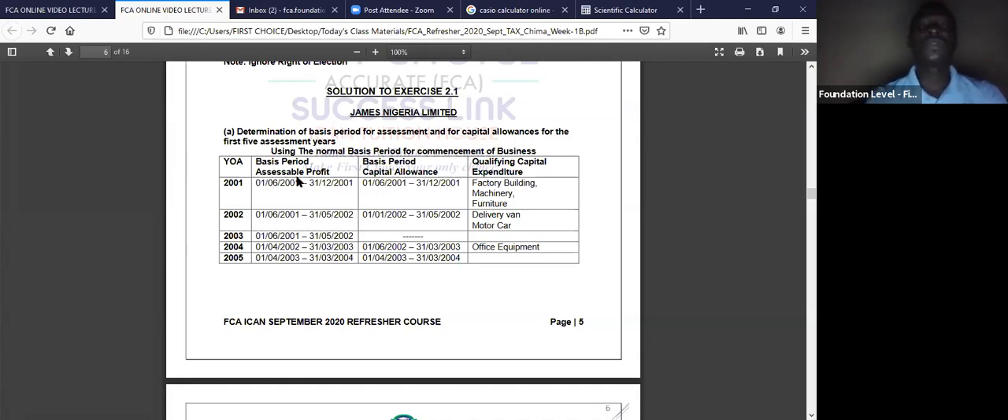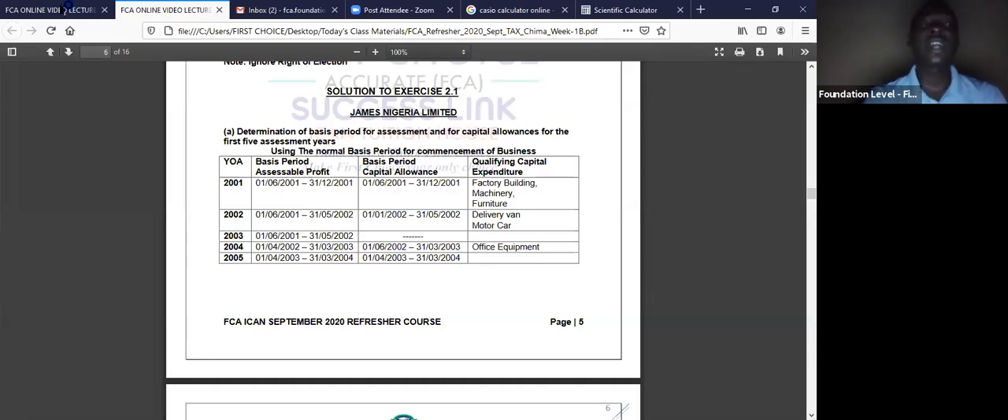Now that we've done the basis period for profit, we've done the basis period for capital allowance. Mind you, this capital allowance basis period is for initial allowance only. Why do I say it's for initial allowance only? It doesn't affect annual allowance, because annual allowance will take the basis period for profit as its basis period. But for initial allowance, we are going to be looking at just this period that we've clicked here. Why? Because if an asset is bought during this period, this is where we will claim the initial allowance.